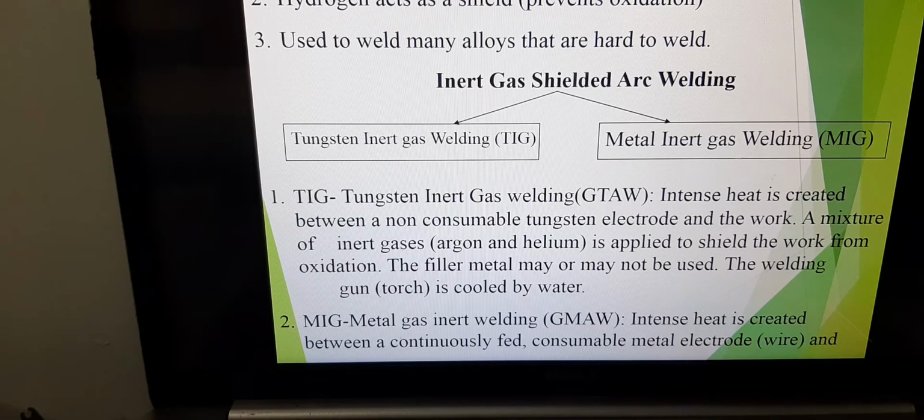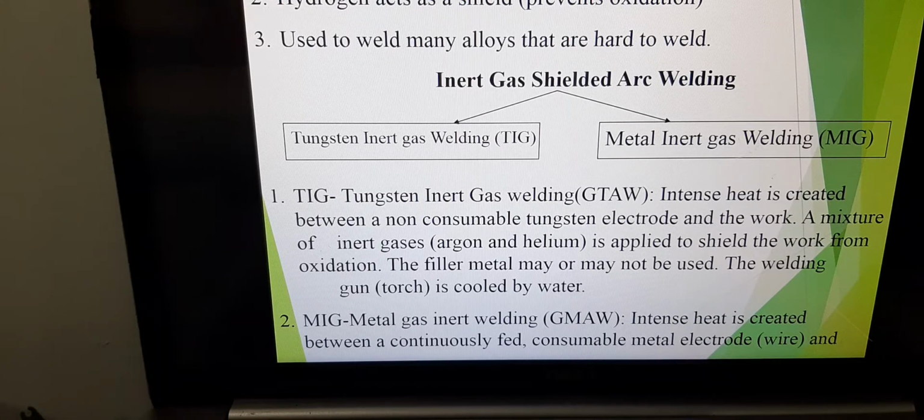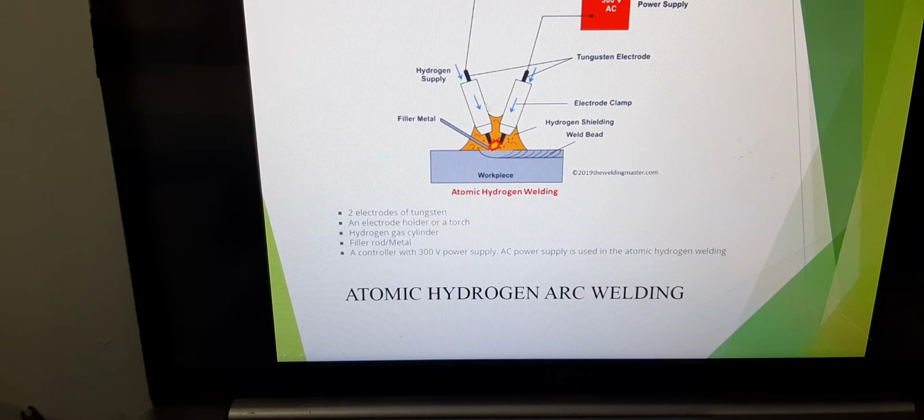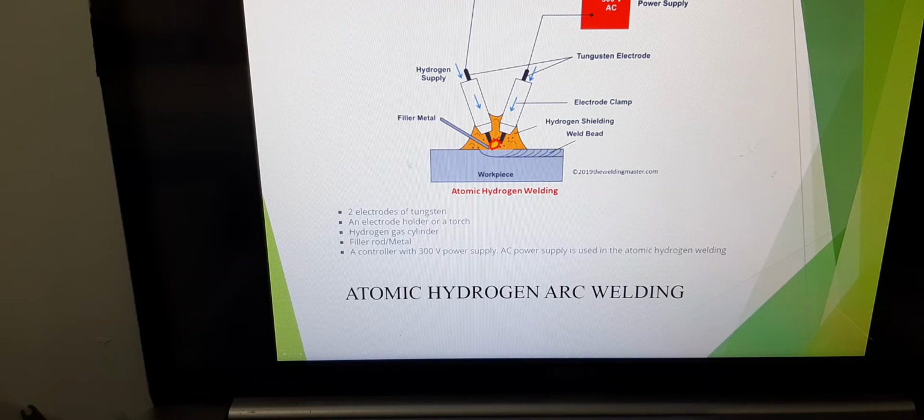Secondly, what is the role of hydrogen? Hydrogen acts as a shield to prevent oxidation and protect the weld area from oxidation. If you observe, hydrogen is being supplied during the welding process. Hydrogen creates a gaseous shield around the weld area and protects it from oxidation.